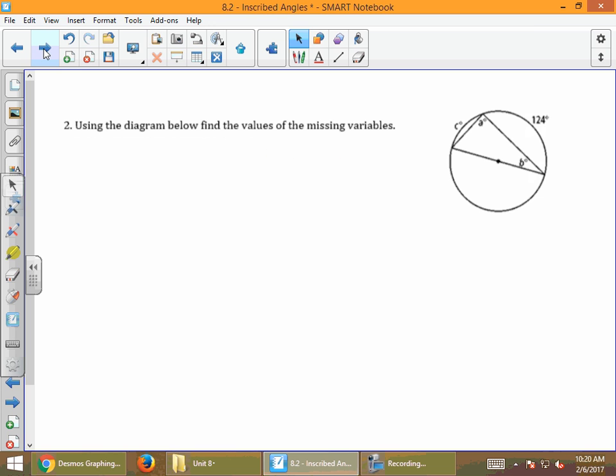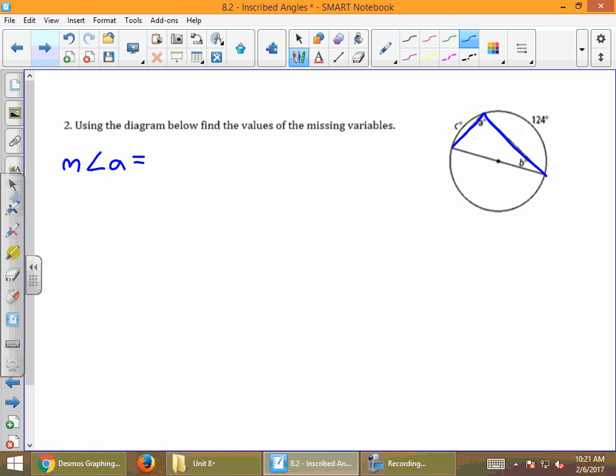Similar situation going on here. Let's label what we can. All right, let's solve A first. Why not? Because it's the first letter in the alphabet. Let's roll. So I want to figure out what the measure of angle A is. How do I figure that out? I'm going to outline angle A so I can see it a little bit better. There's one side of it, there's the other side of it.